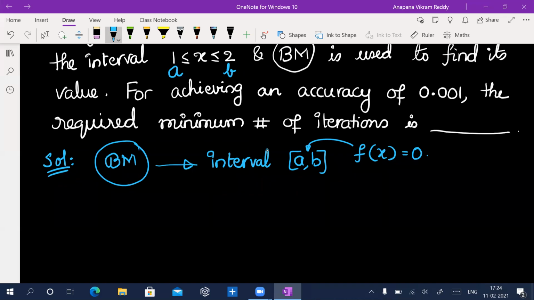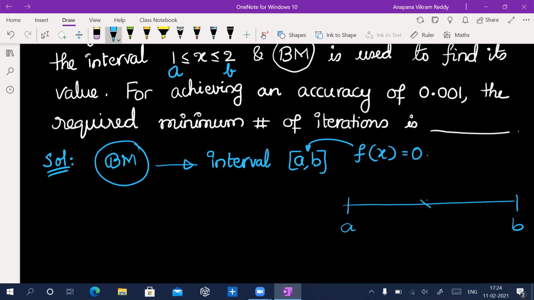Now you tell me, in every iteration, the interval width is reduced by a factor of what? If you're going from iteration number 1 to iteration number 2, by what factor are we reducing the interval? Half, right? Exactly half, right? For example, initially you're somewhere here. This is my A and this is B.